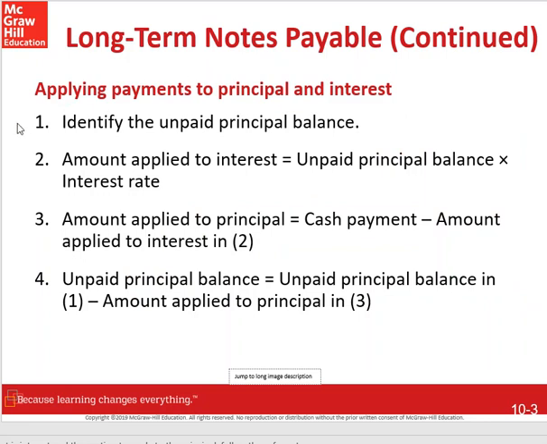So when we talk about installment notes, basically how it works, and I don't like reading a lot of words, so we'll go through it quickly and then we'll look at some numbers, for example. We're going to identify our unpaid principal balance, and then take that unpaid principal balance and multiply it by the interest rate, and that will tell us how much has to be applied to interest. Then we take our cash payment amount, subtract the amount that we just applied to interest in number 2, and whatever's left is the amount that we get to apply to principal. And then we take our unpaid principal balance from the beginning, subtract the amount that we just applied to principal in number 3, and that becomes our new unpaid principal balance going into the next period.